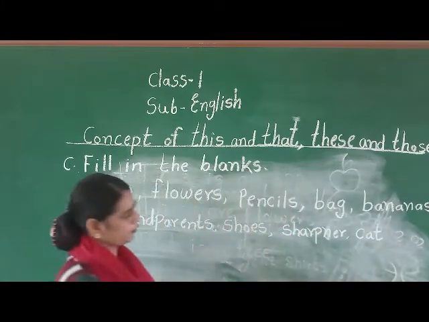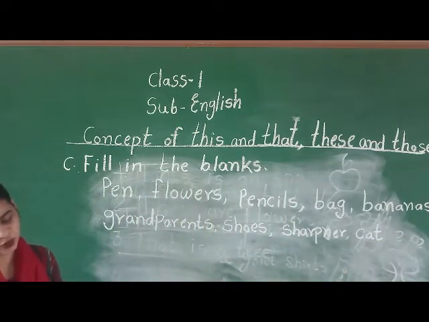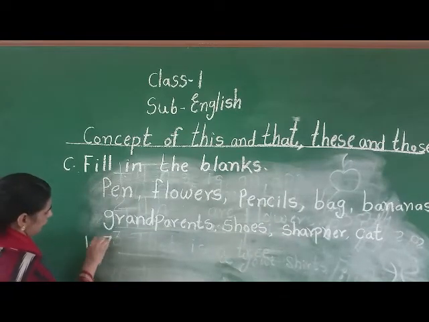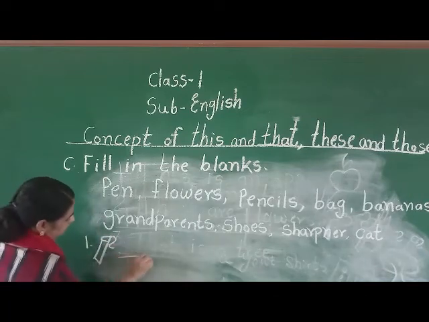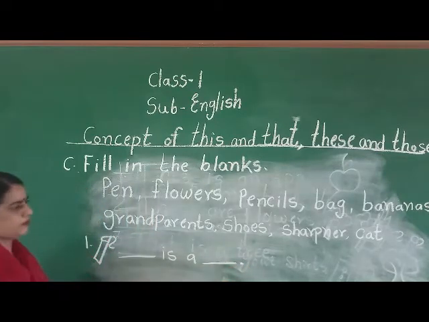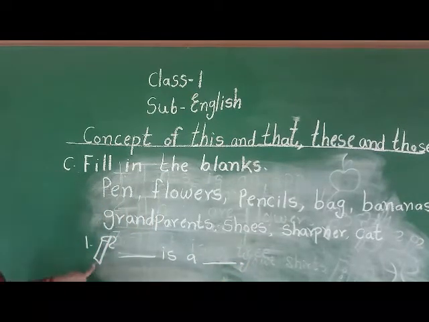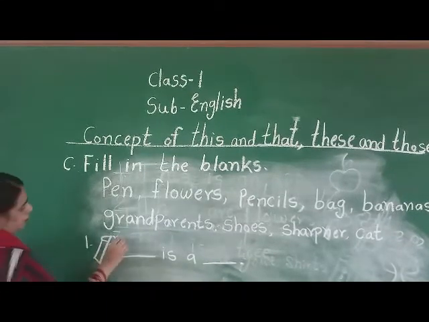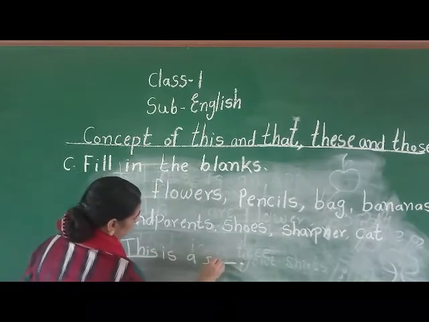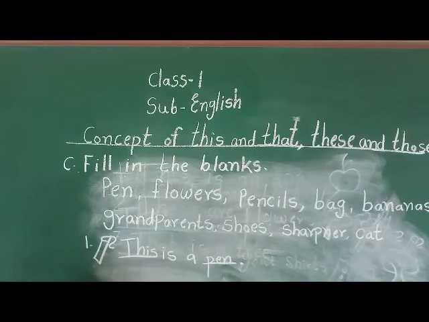Okay. Now what do we have to do? We have to fill in the blanks. So see here, there are pictures. So now we have to fill in the blanks using the pictures. Number 1, the picture of a pen is there in your book. Dash is a dash. Full stop. So what will we use here? This, because one object is there, a pen. So here we will use this. T-H-I-S, this is a pen. P-E-N, pen. Full stop, because this is a picture of a pen. So this is a pen.